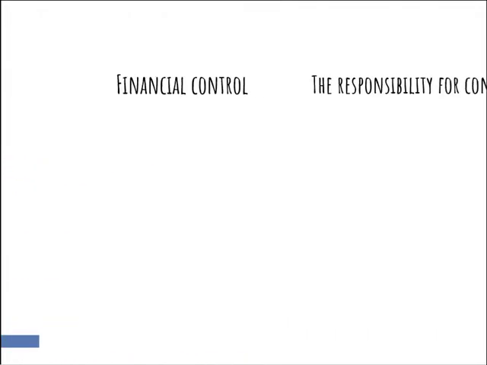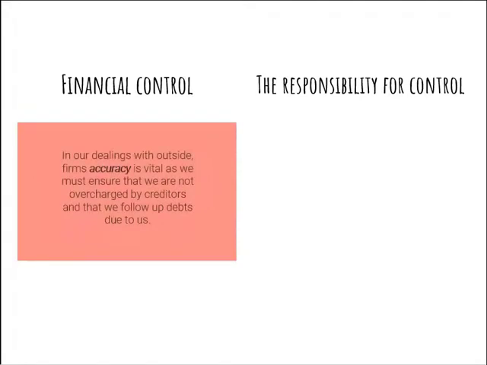Next, we have financial control and the responsibility for control. In the financial side of the business, the need for control is very important for several reasons. In our dealings with outside firms, accuracy is vital, as we must ensure that we are not overcharged by creditors and that we follow up all that's due to us. In the final accounts, we reflect the results of the year's trading and attempt to do so fairly.